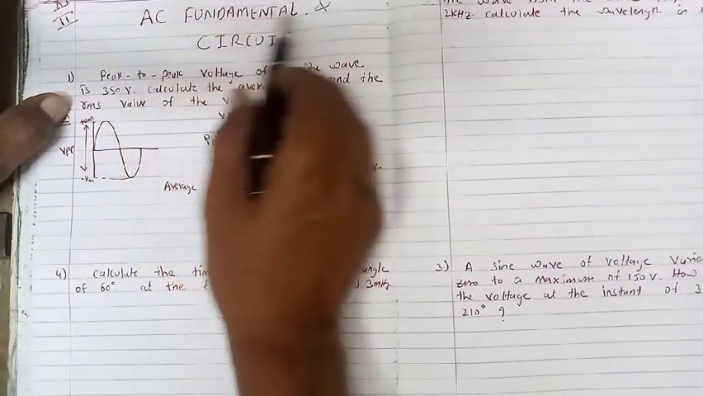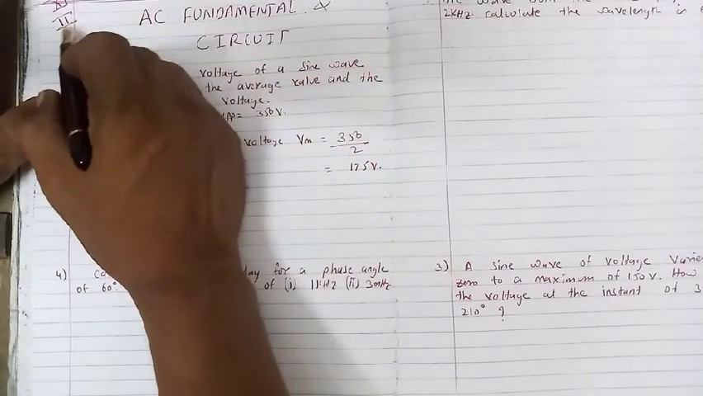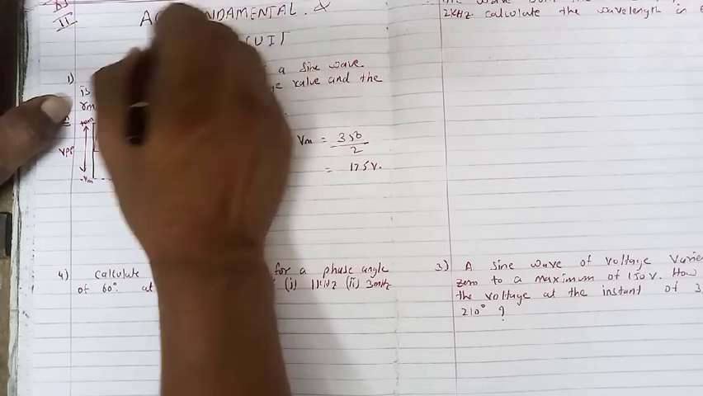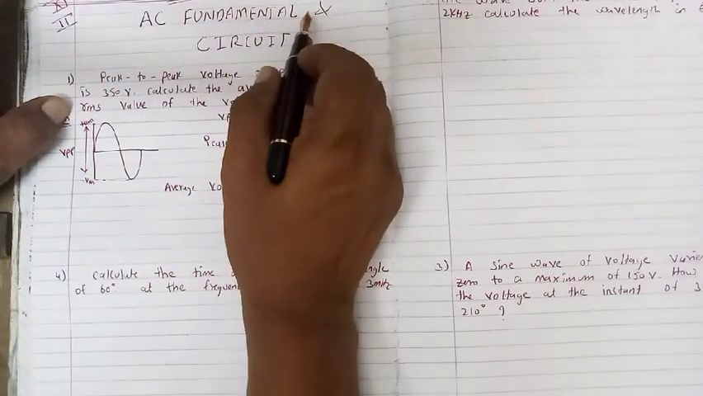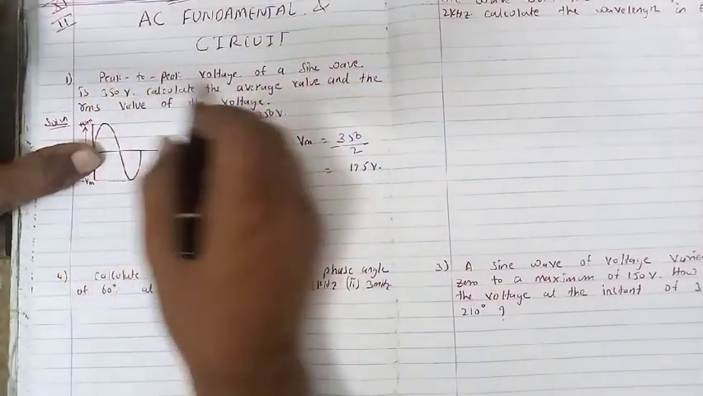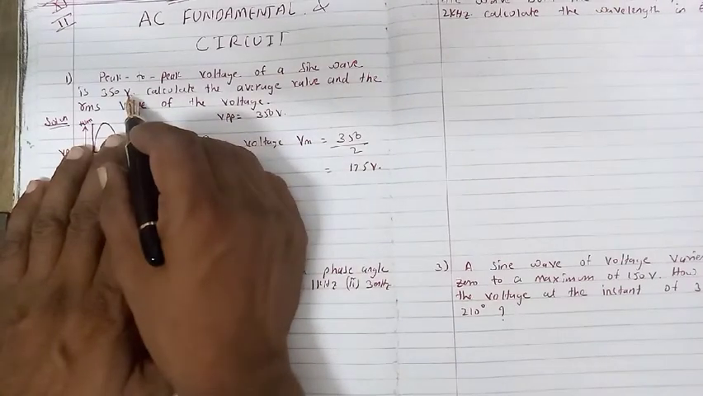Hello students, today we are going to start the topic of AC fundamental circuits problems, related to the second topic for 11th standard, AC fundamentals and circuits. Okay, the first problem: the peak to peak voltage of a sine wave is 350 volt.